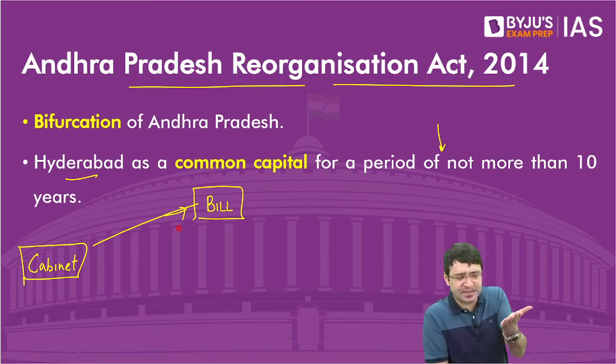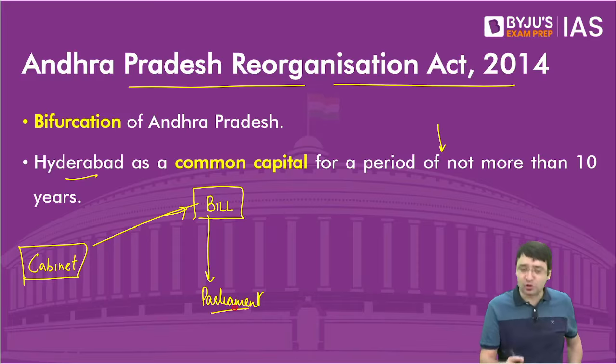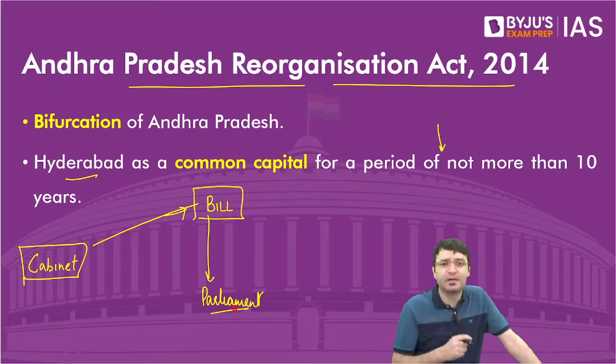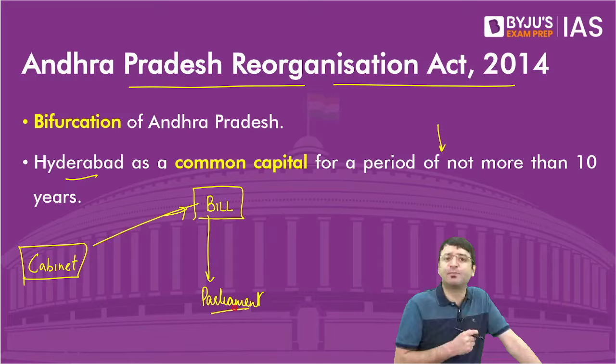Now this bill is sent to the cabinet. Give us your approval. The Cabinet discusses this bill. The Prime Minister and his ministers discuss this bill. And then this bill should be tabled in Parliament. Because who has the power to pass a bill? Parliament. When both houses of the Parliament pass a bill, then this bill is sent to the President.